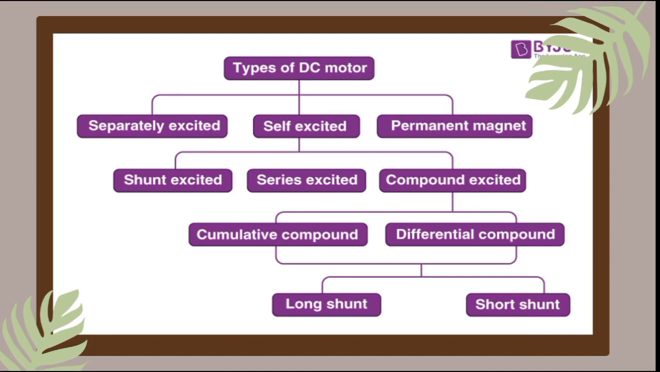Types of DC motor. There are three types of DC motors. First is separately excited, second is self-excited, and third being permanent magnet. Under self-excited, there is shunt excited and compound excited, and under compound excited is cumulative compound and differential compound, and under them is long shunt and short shunt.